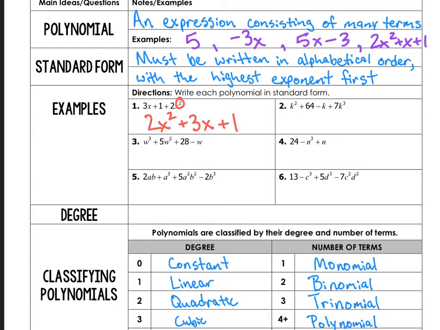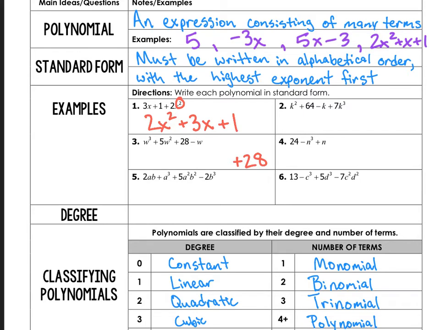So we can try that out with number 3. Number 3 here says w to the third power plus 5w to the second power plus 28 minus w. Now remember, again, we want this to be in alphabetical order, and the only letter I see here is w. Now I can already tell you that plus 28 is going to come last. Do you remember why? It's because the letters need to come first. Anything without a letter comes last because it's not alphabetical. It's just numerical. So we know that plus 28 is going to come last. First, we need to know what to start with. Well, I should say we need to know what needs to come first.